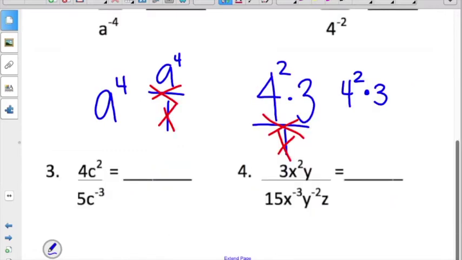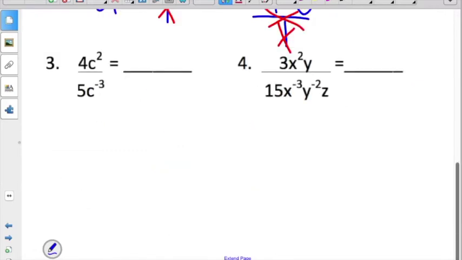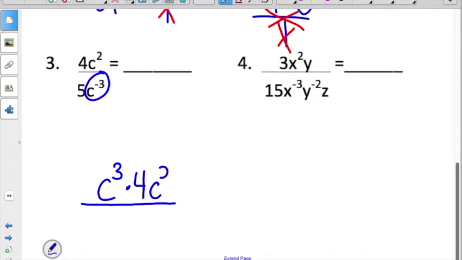Our next one is number 3. We have 4c squared in our numerator, and we have 5c to the negative third power. So we're going to focus on our c to the negative third. We're going to remove the negative, and it's going to move up to the numerator with 4c squared. In the denominator, we still have our 5, so we're going to leave that as a denominator.